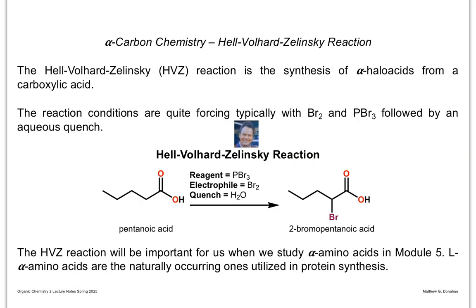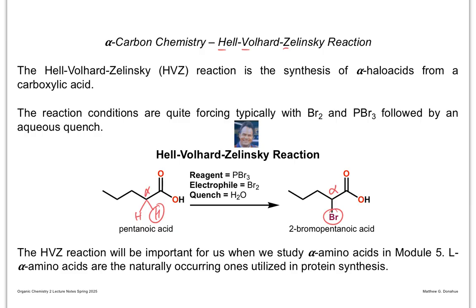So one other alpha functionalization called the Hell-Vollhard-Zelinsky reaction, so HVZ, uses phosphorus tribromide and bromine and water. So that's quite the witch's brew there. Each of PBr3 and bromine are quite nasty to handle. Essentially what happens is we substitute an alpha hydrogen for a bromine. And so now we have this alpha bromo acid.